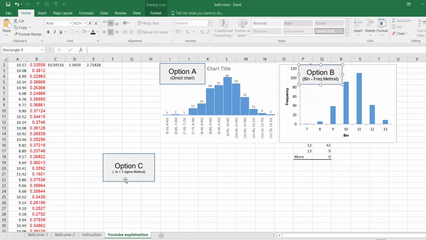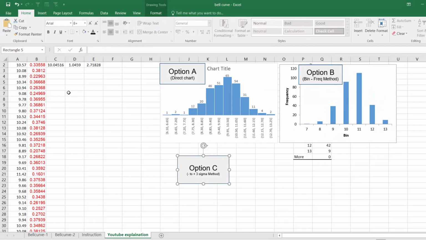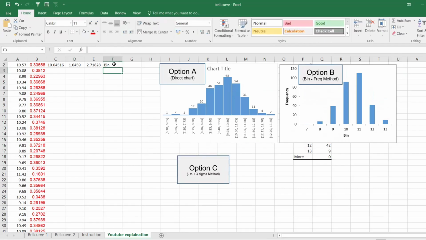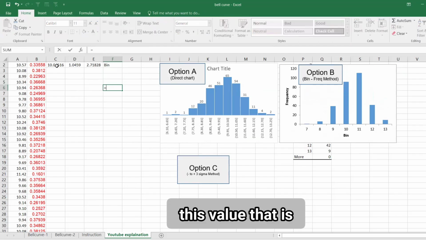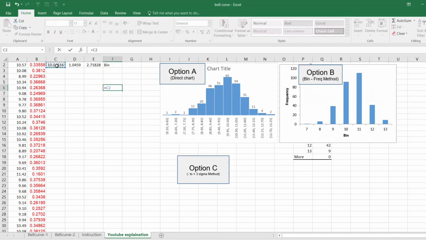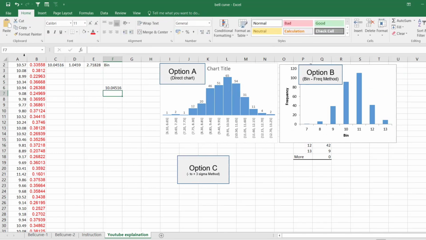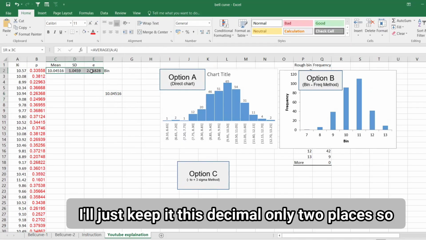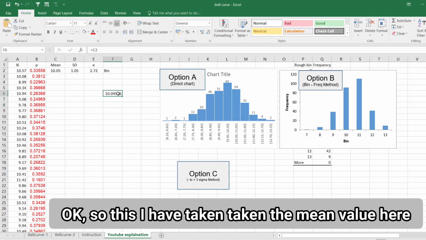The third method is a very formal method. How to calculate the bin: first you start with this value, that is C, the mean value, right? So in this case C is the mean value. I'll keep it to only two decimal places, so it's easy. Okay, so I have taken the mean value here.